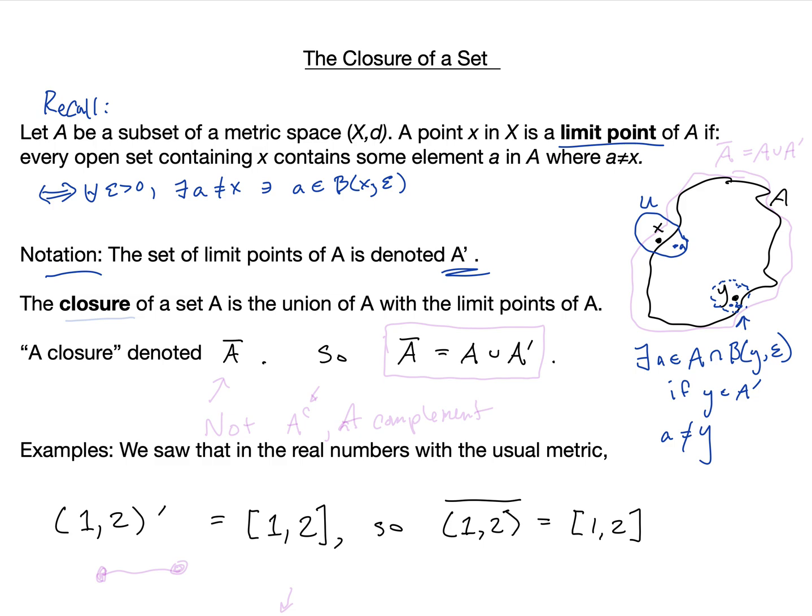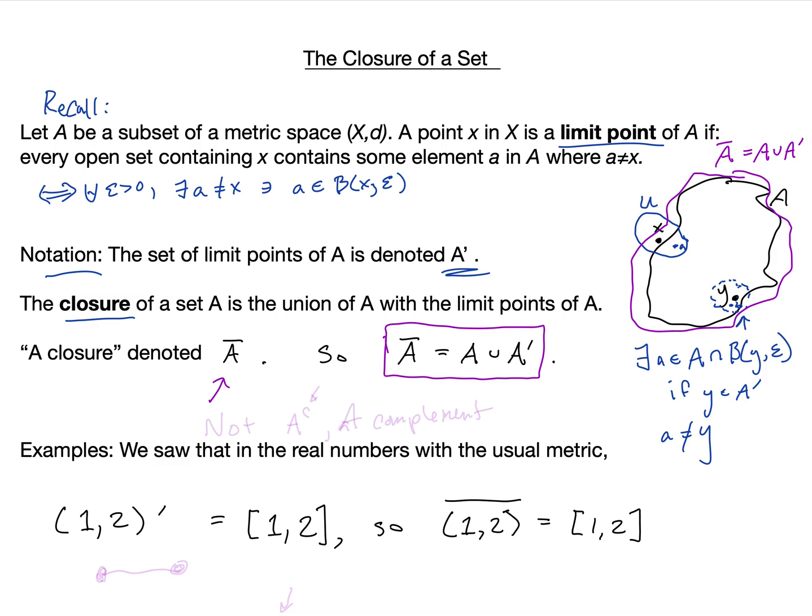Now we've got our new definition, the closure of a set. The closure of a set A is the union of A with the limit points of A. It's denoted A closure, and that means A closure is equal to the union of A with its limit points. So A closure is equal to A union A prime, A together with its limit points. We could draw this like that. There's a lot of stuff going on, but A closure contains both A and the limit points of A. A note about notation here.